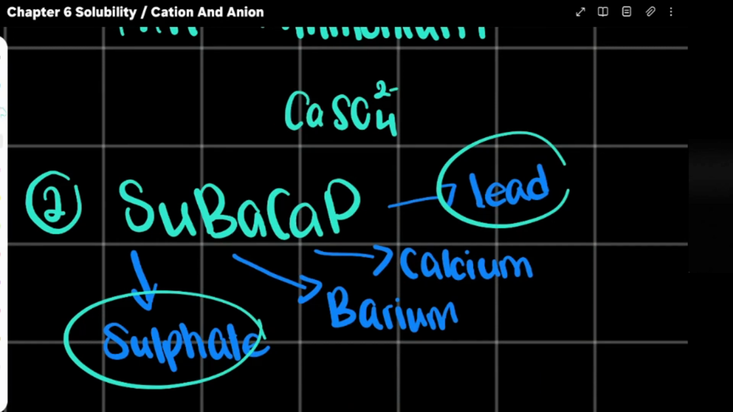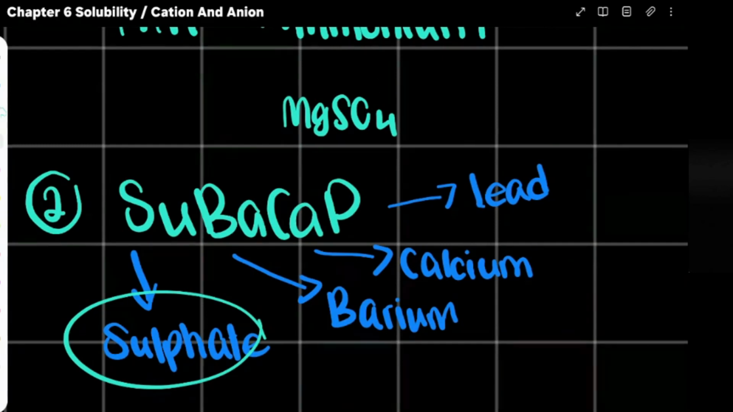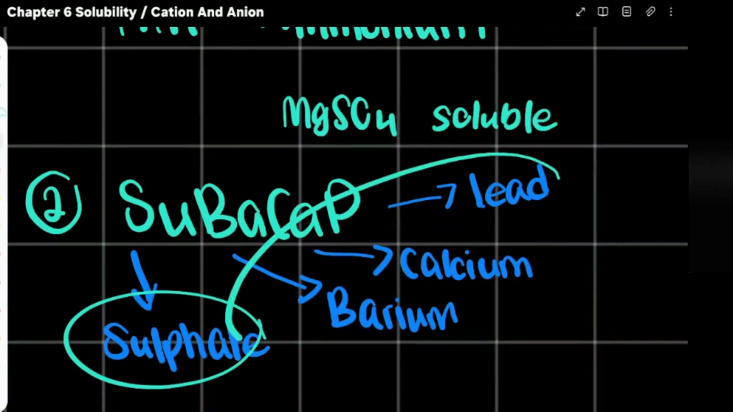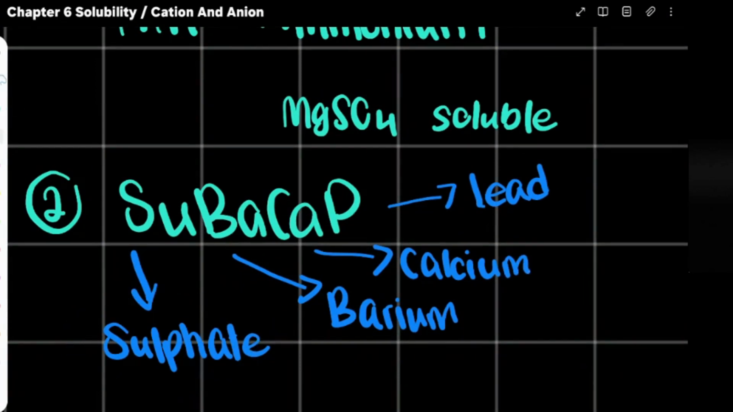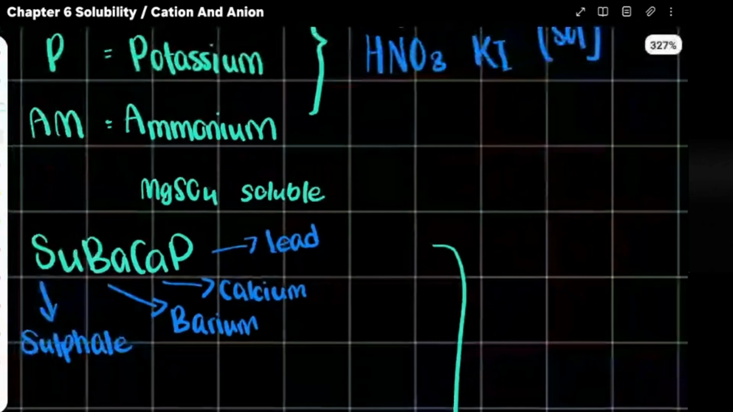But if you were to combine with Ca, this is also insoluble. Why? Because calcium. But what if you combine with MgSO4? This is soluble. Be careful. Anything sulfate has to combine with SUBACAP. It has to combine with calcium, lead, or barium. Barium, you don't need to know the formula lah, but barium is Ba, Ba2+. So that is SUBACAP.